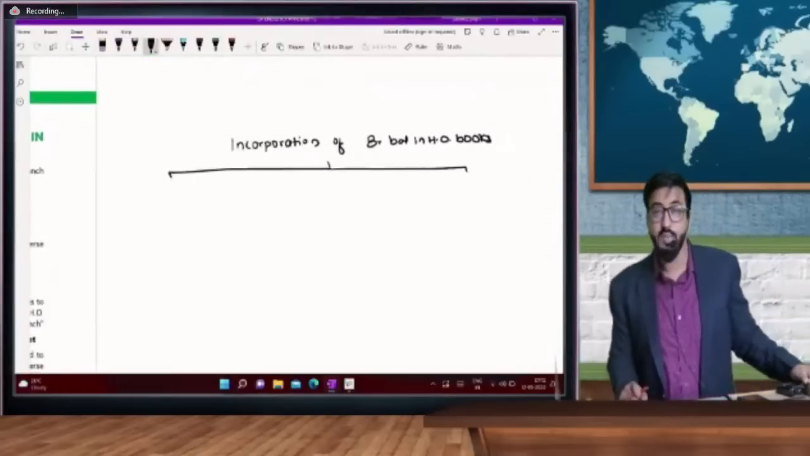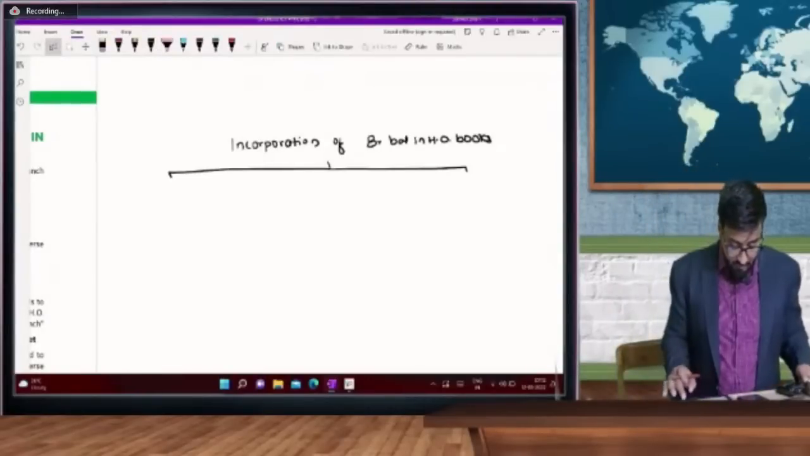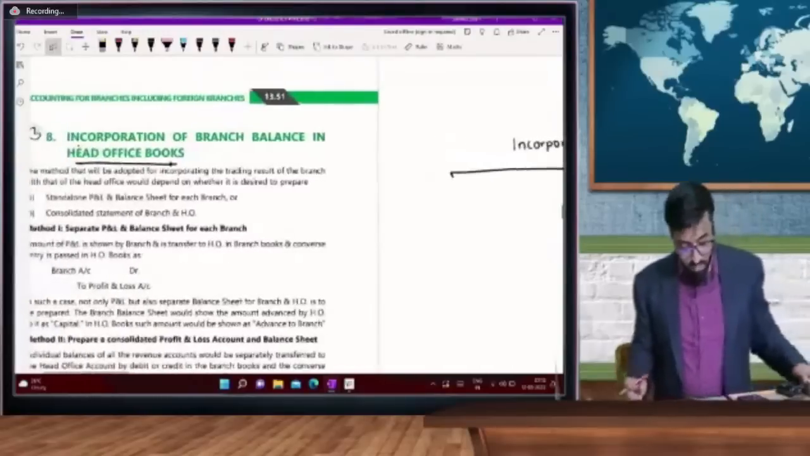But in the new study material, it is removed. So please rectify it, Vikas Vyas ji. Okay? Don't worry, changes keep happening.